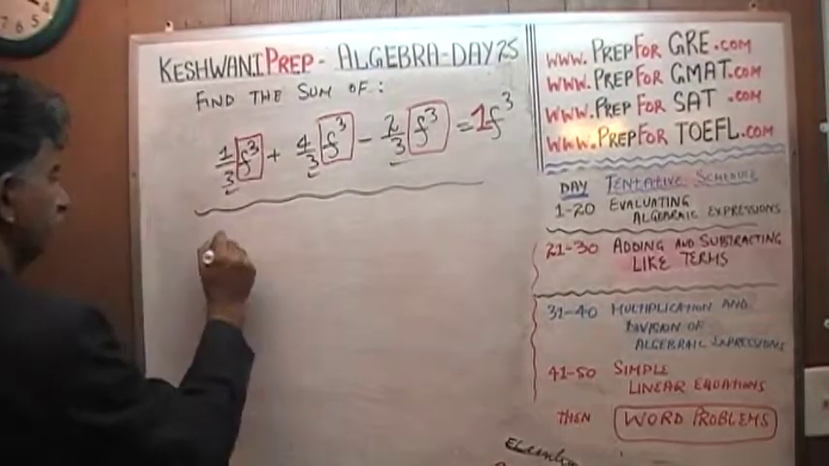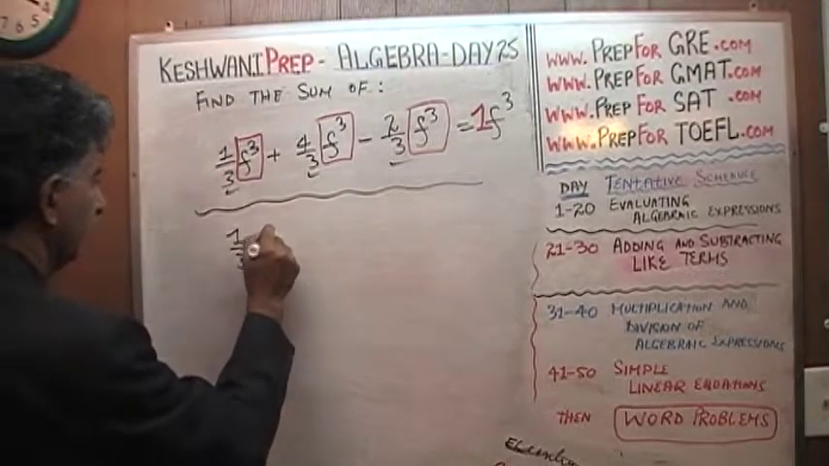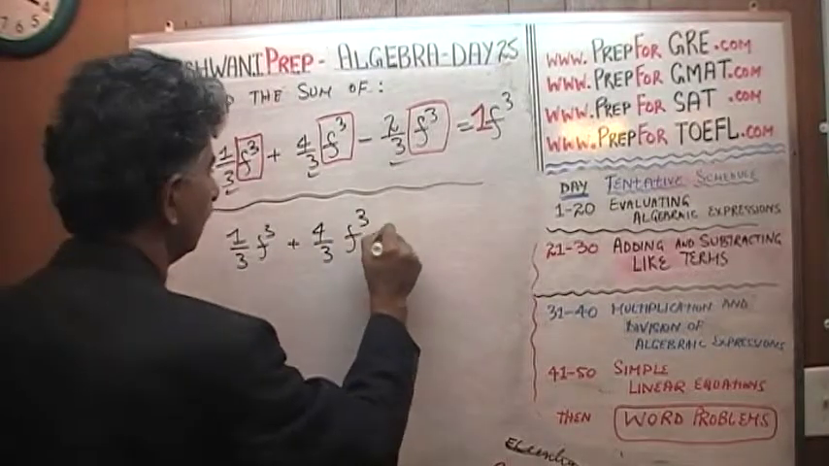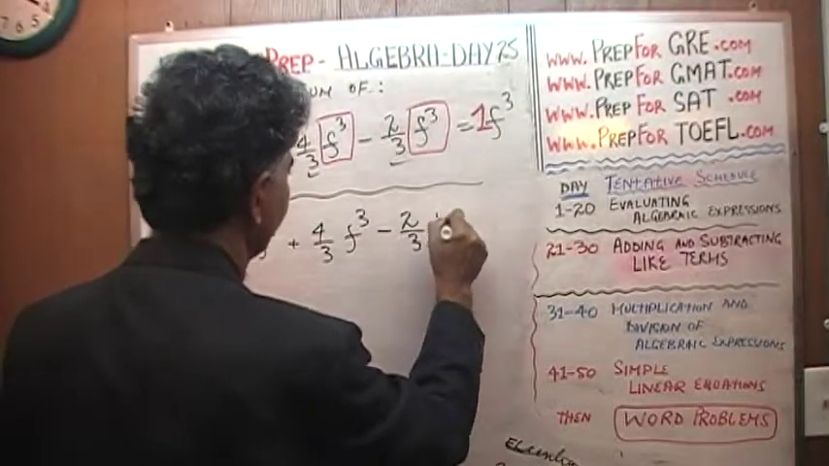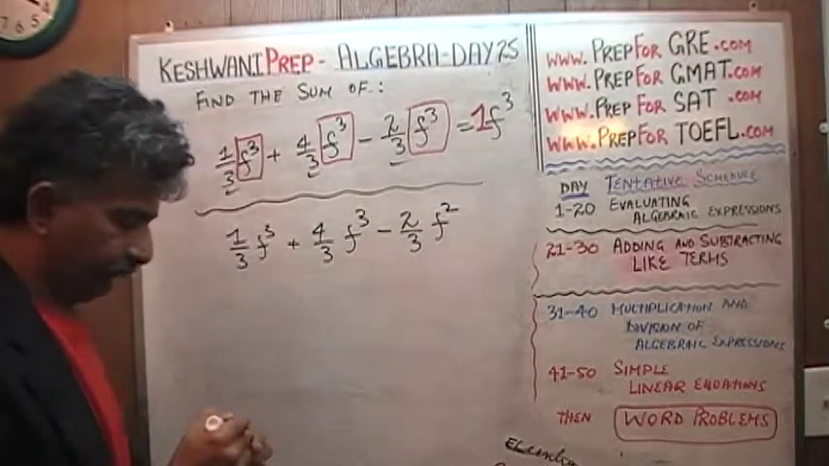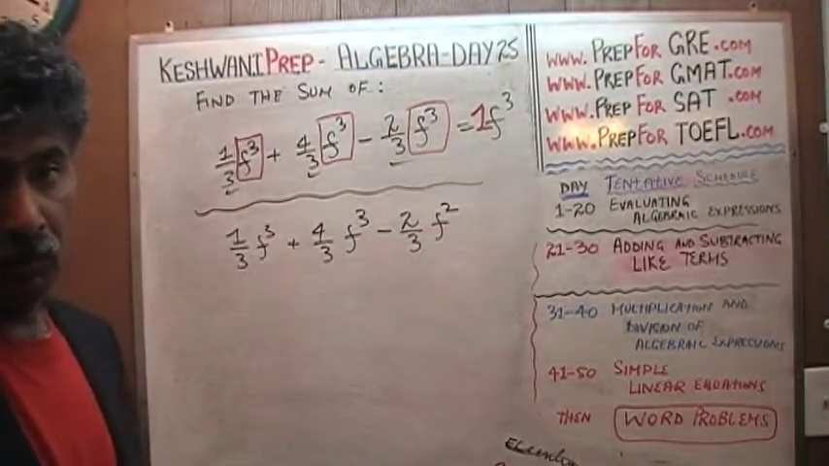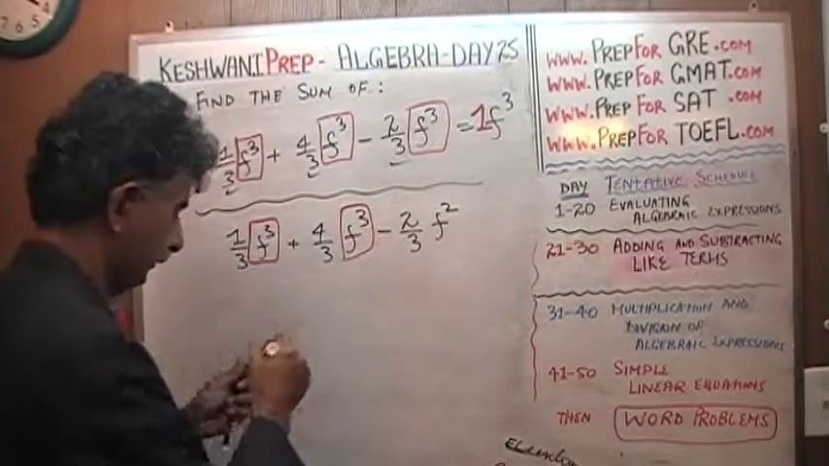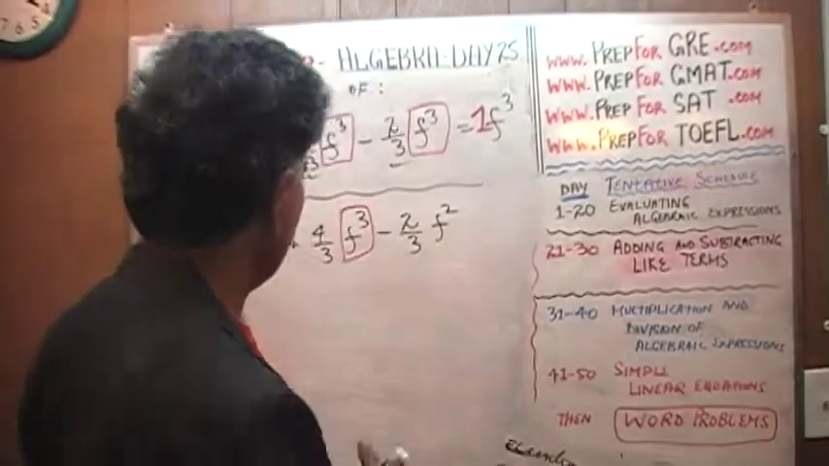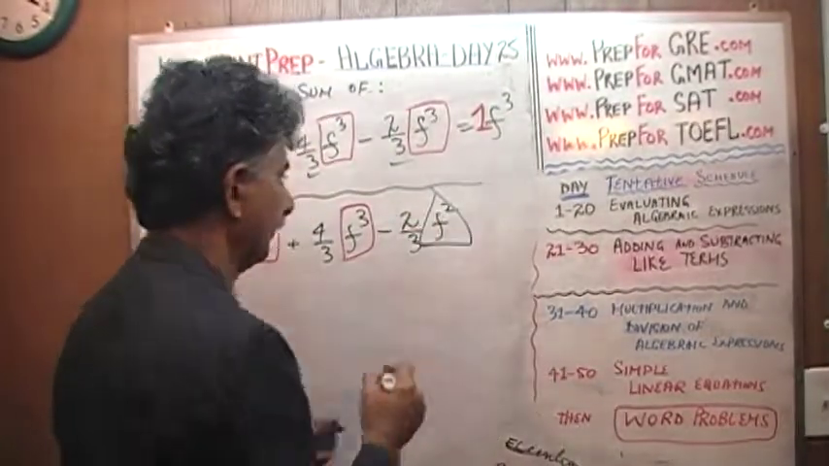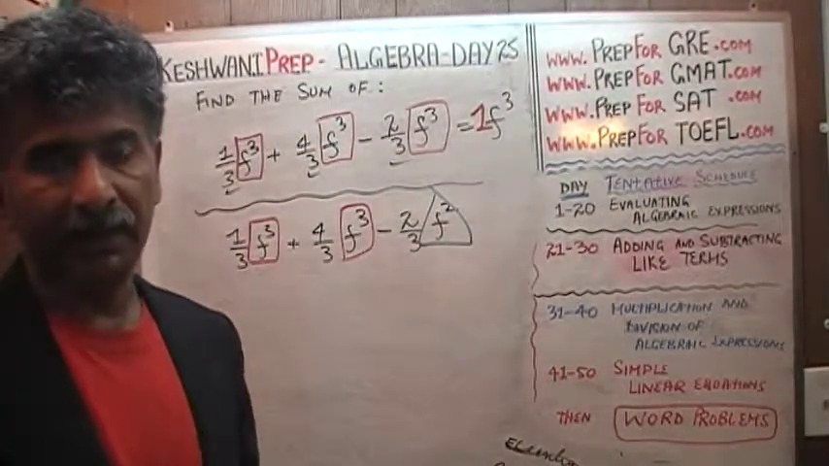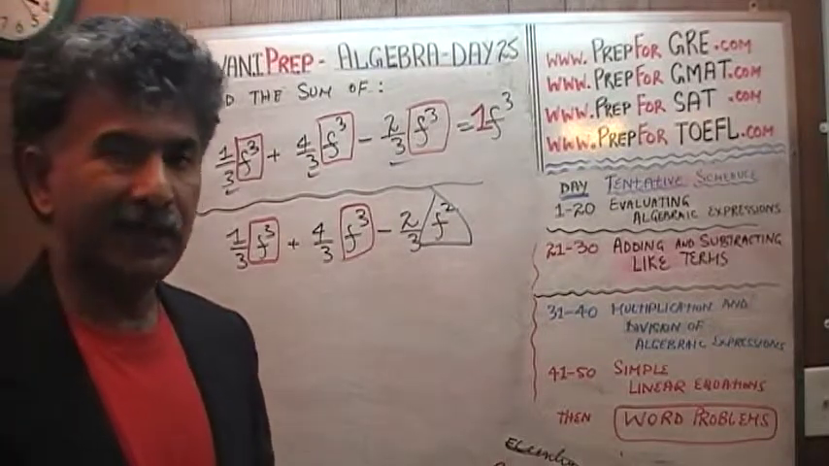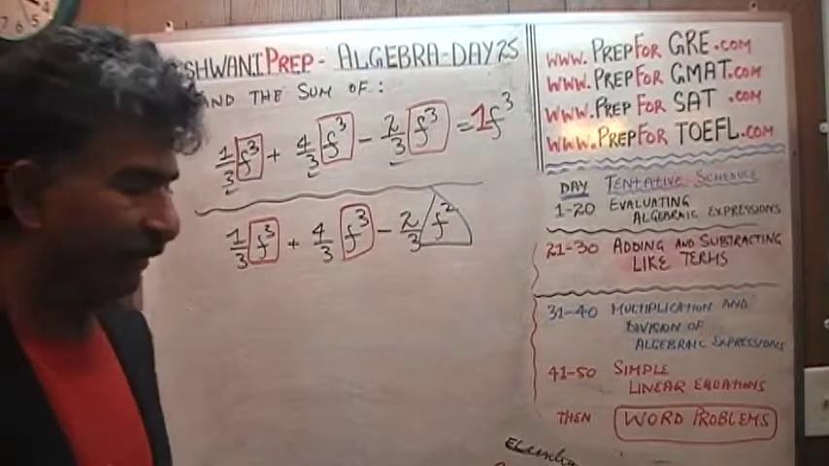Here's the next problem. 1/3 f cubed plus 4/3 f cubed minus 2/3 f squared. Now what happens? They're no longer all like terms. Here we have f cubed. Here we have f cubed. But here we do not. This is f squared. F squared cannot be added to f cubed. And let me make you understand what that actually means.